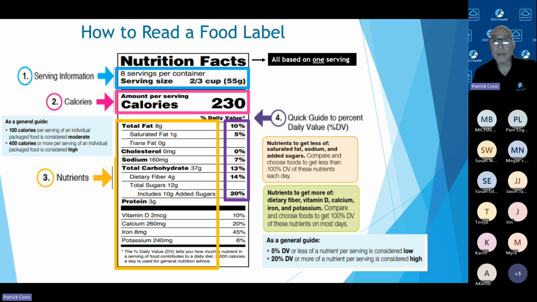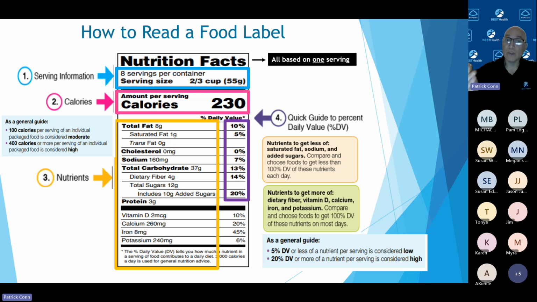Okay. Now, the nutrients that you want to get more of in your diet would be the dietary fibers, so important for you, and then all of the vitamins and minerals. Okay. And it does tell you there that you want to compare, you want to choose foods to get 100% of your daily value or less of those bad nutrients.